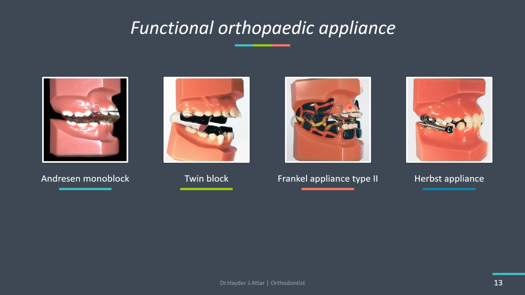The expanded maxilla in class 2 cases facilitates the forward position of the mandible and correction of class 2 division 1 skeletal cases. The Andresen monoblock, twin block, and Frankel appliance type 2 mostly depend on patient compliance or cooperation, because they are removable appliances inserted and removed by the patient.